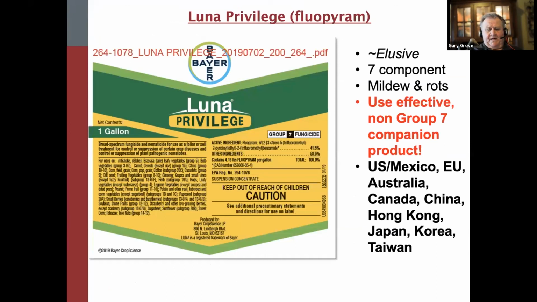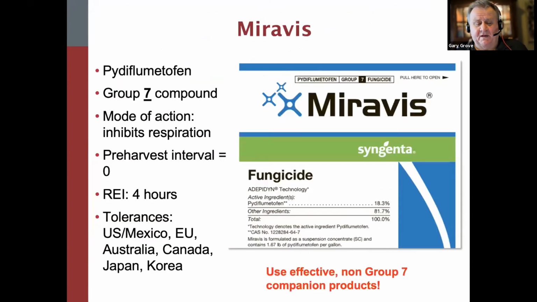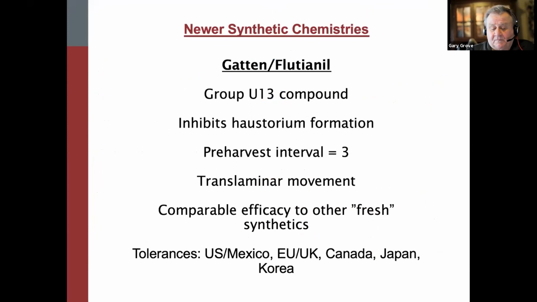Again, fluopyram, remember to use an effective Group 7 companion product tank mixed with this. There are tolerances to this: US, Mexico, the European Union, Australia, Canada, China, Hong Kong, Japan, Korea, and Taiwan. Miravis, Group 7, pre-harvest interval of 0, REI of 4 hours, but importantly, tolerances US and Mexico, European Union, Australia, Canada, Japan, and Korea.